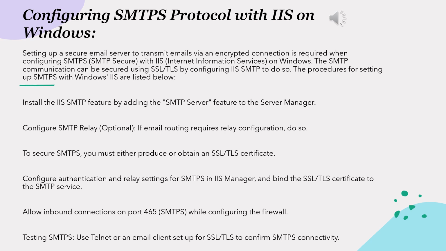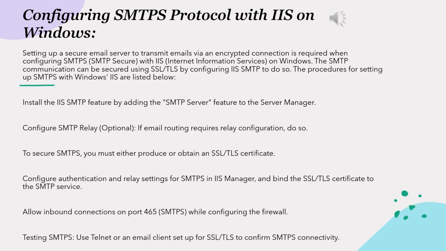Configuring SMTPS protocol with IIS on Windows. Configuring SMTPS with IIS on Windows requires setting up a secure email server to transmit emails via an encrypted connection. The SMTP communication can be secured using SSL/TLS by configuring IIS SMTP to do so. The procedures for setting up SMTPS with Windows IIS are listed below.